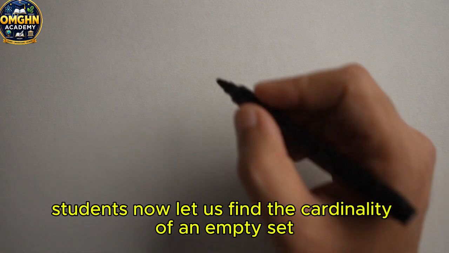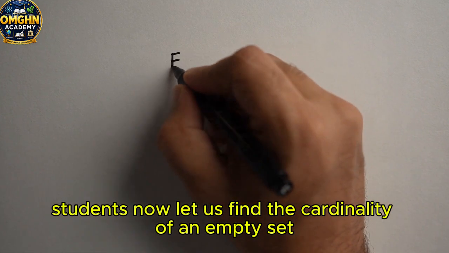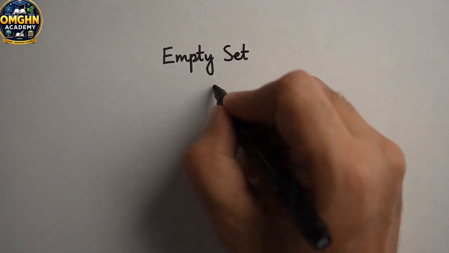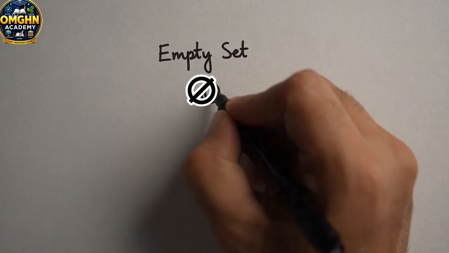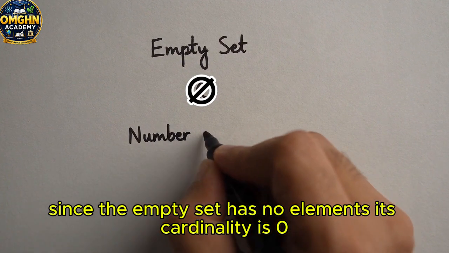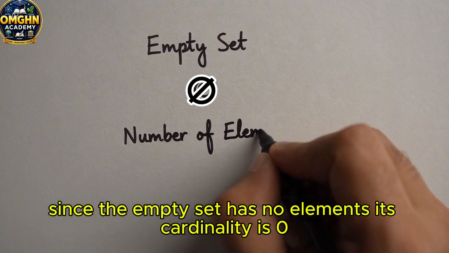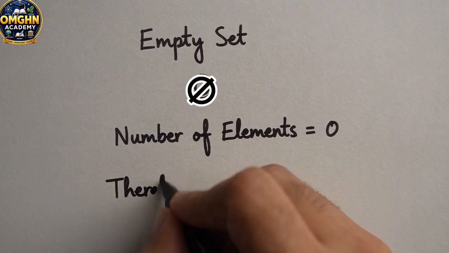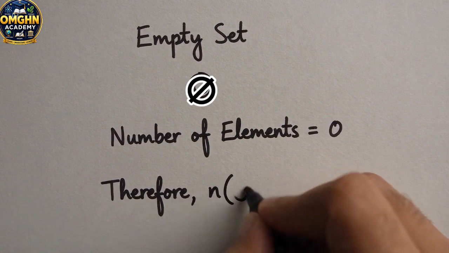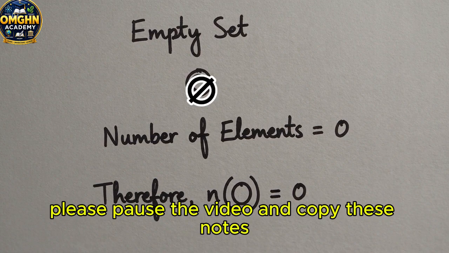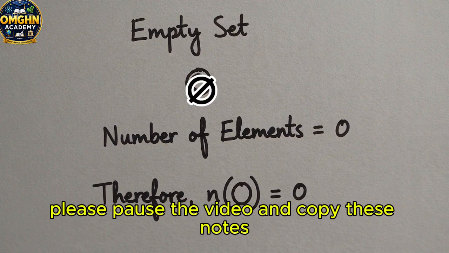Students, now let us find the cardinality of an empty set. Observe carefully. Since the empty set has no elements, its cardinality is 0. Please pause the video and copy these notes.